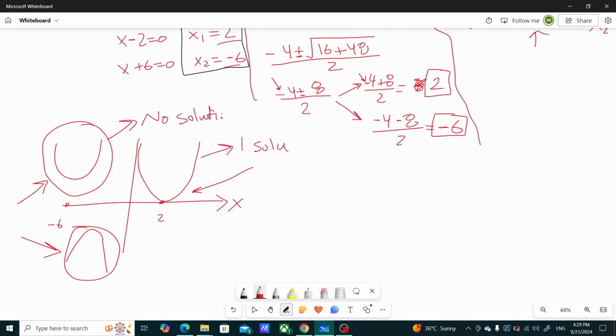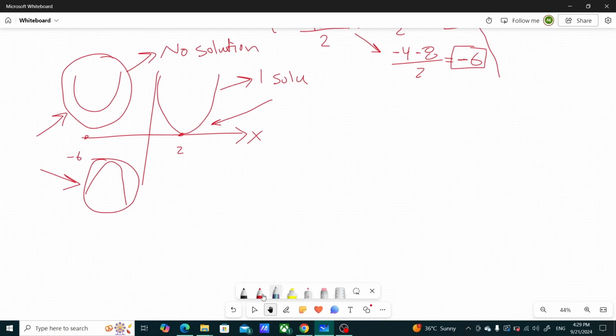Right, let's take an example. Let's try x² + 4x + 4 = 0. Let's do factorization. So this is a plus. I will get two factors that add up to 4, which is 2 times 2.